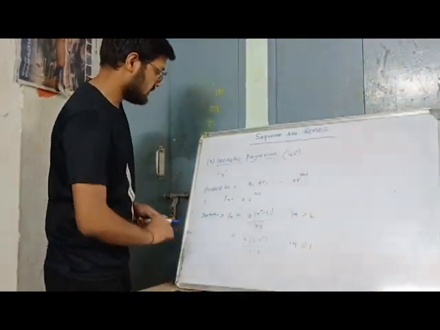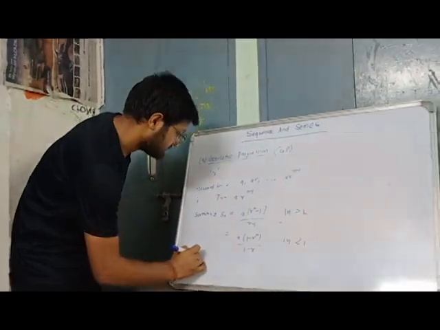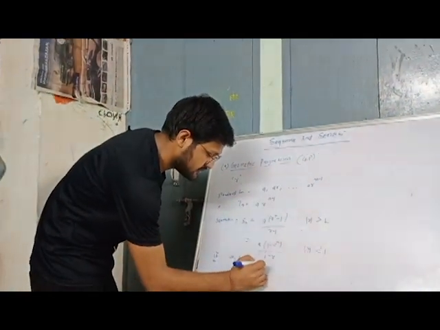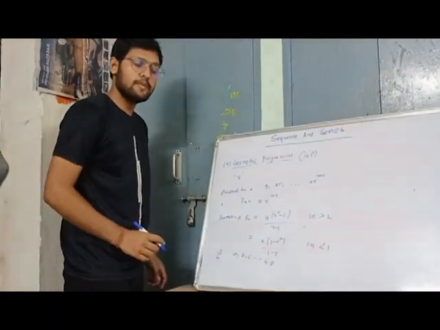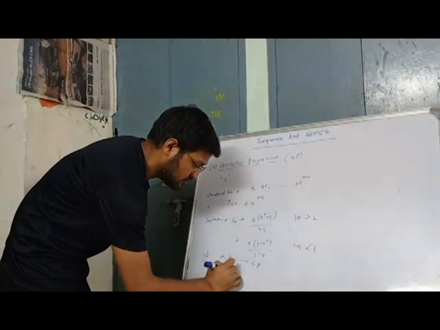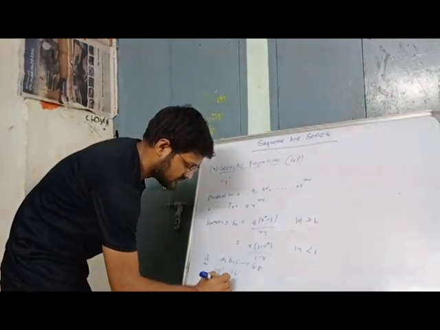And if a, b and c are in GP, the geometric mean will be b square equal to ac, where b is the root of ac.